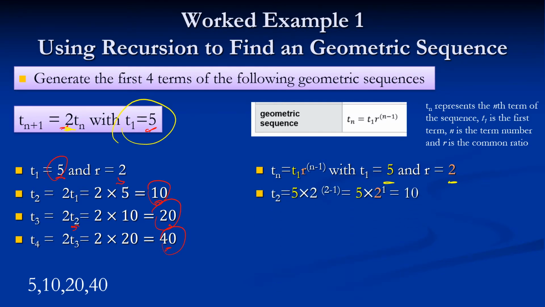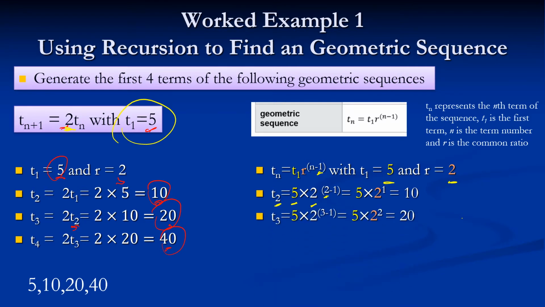So term 2 is 5 times 2. So what's our 5? That's our term 1 multiplied by a common ratio of 2 to the power of 2 minus 1. Now we've got that 2 there and minus 1 to complete that rule up here. So it's 5 times 2 to the power of 1, which is 5 times 2, which is 10.